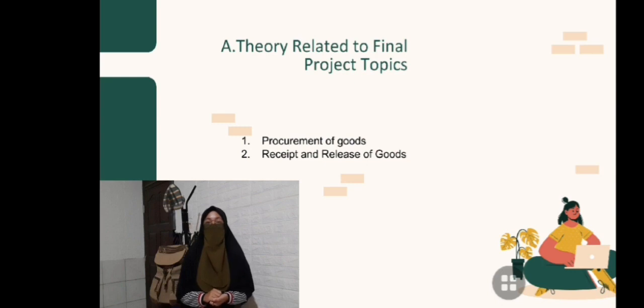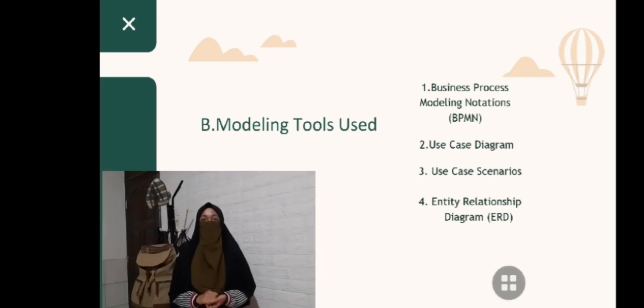A. Theory related to the final project topics. 1. Procurement of goods. In warehouse procurement, it involves many transactions including control of goods, data of incoming goods, and data of goods that come out. 2. Receipt and release of goods. Receipt of goods is the process of examining goods, consisting of the types of goods ordered, the receipts, and the price and the quality.